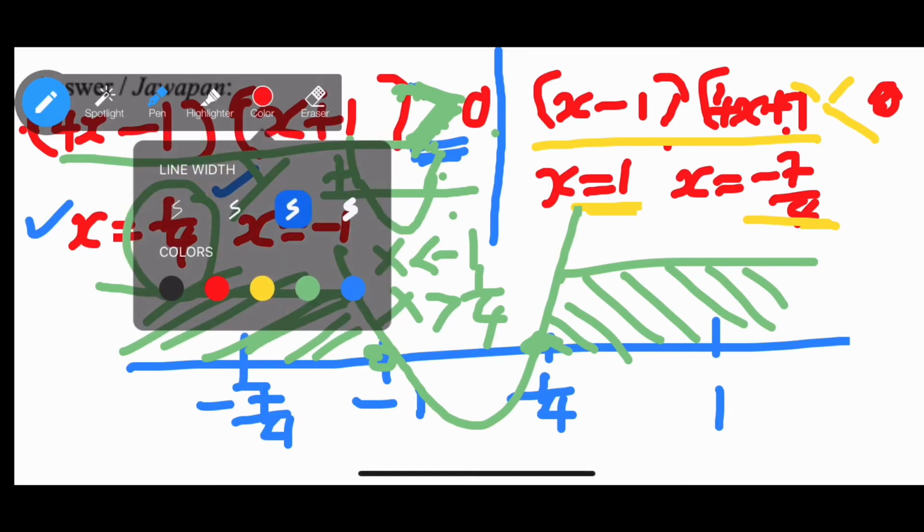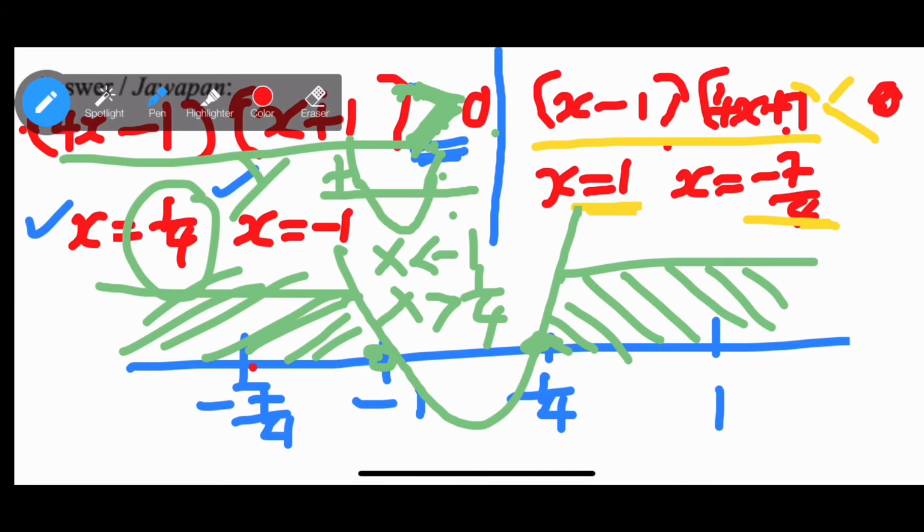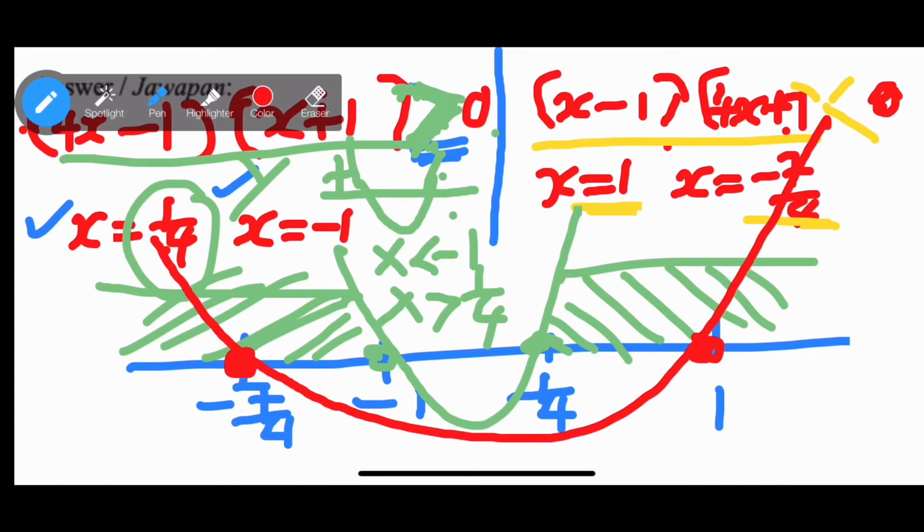Now we need to do the other one at the right hand side because we have two inequalities. We have two quadratic functions. So now I want to focus on the right hand side one. So we have 1 and negative 7 over 4. And we also have the U shape, right? This is a quadratic function. And it's less than 0, right?